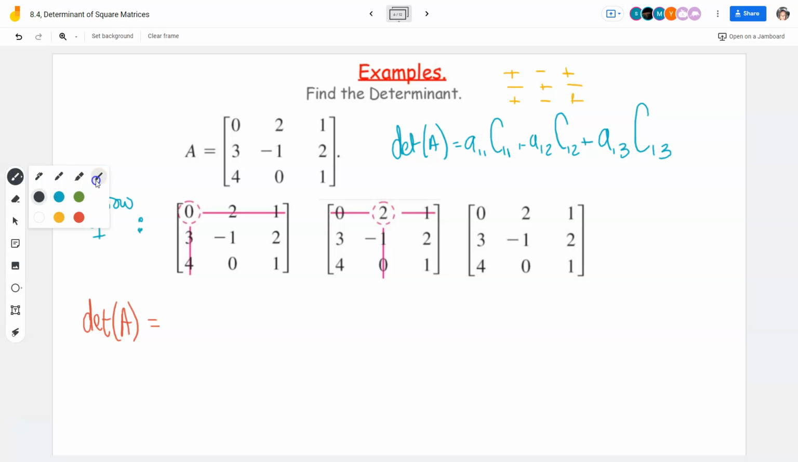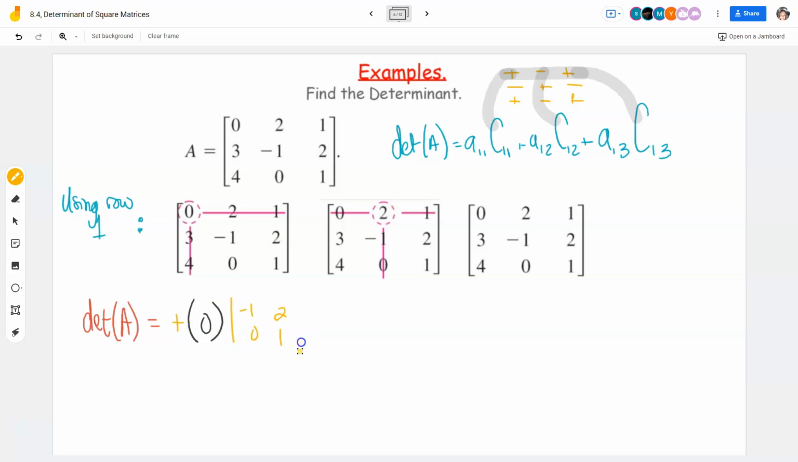Since I'm using row 1, I'm thinking of these guys, where I have a positive for him and a negative for him and a positive for him, because those are the 3 signs in row 1 relating to my cofactors. So here we go. I'm going to use a positive for my cofactor with a 0, with the determinant of the minor negative 1, 2, 0, 1. I'll get back to it in just a second.